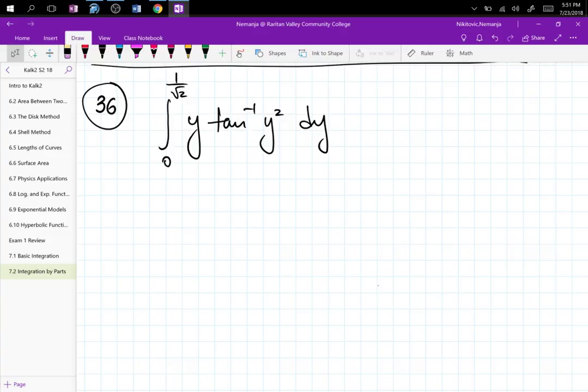Where do I begin? What should I do first? And u equals tan minus 1. Yeah, I was going to say, what if you do it the other way around?